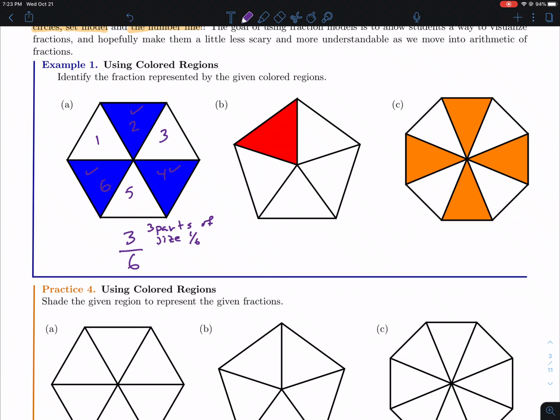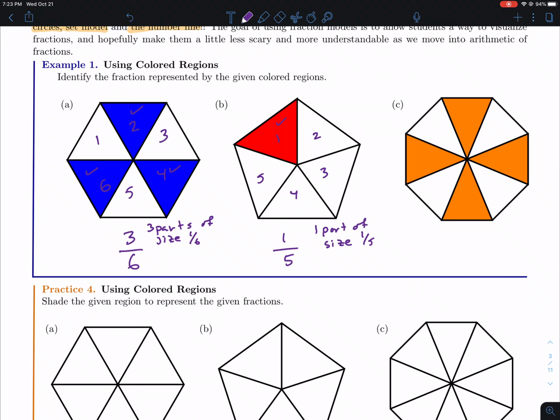But all right. So the next shape we've got is a pentagon. So again, first thing I would do is count how many different regions I have. In this case, I've got 5 regions. And so how many are shaded in? Just 1. So in this case, I'd end up with the fraction 1/5, or again, 1 part of size 1/5.